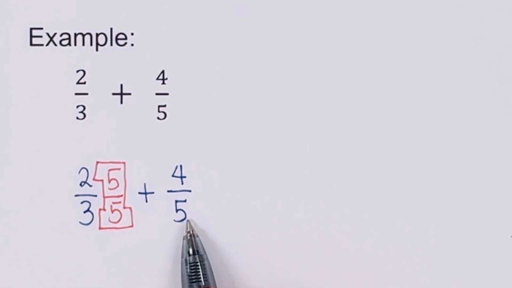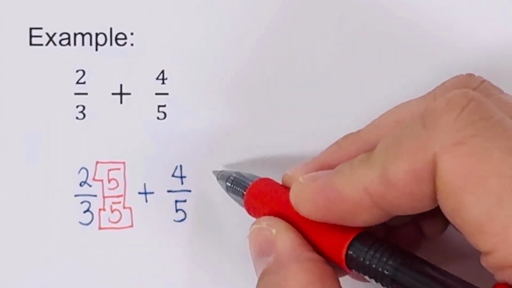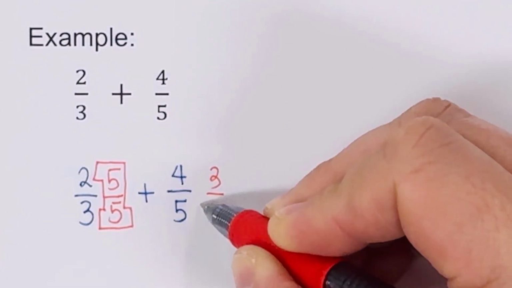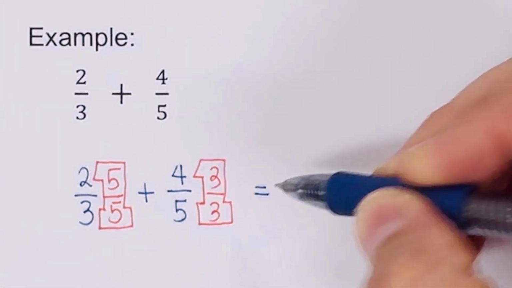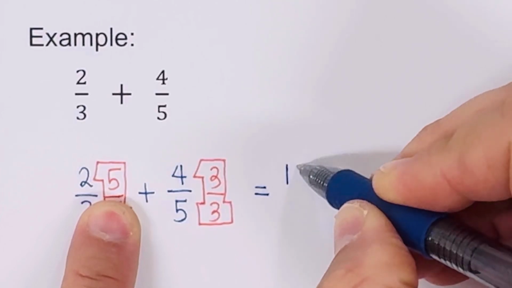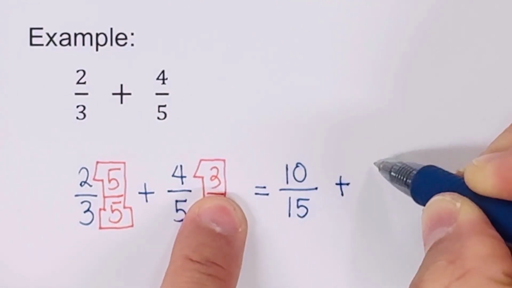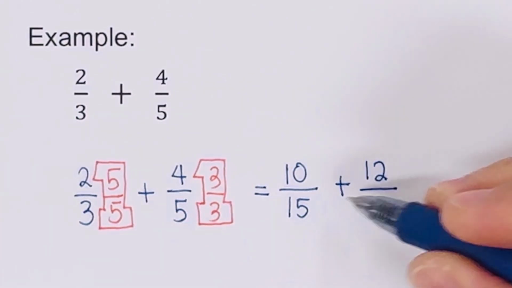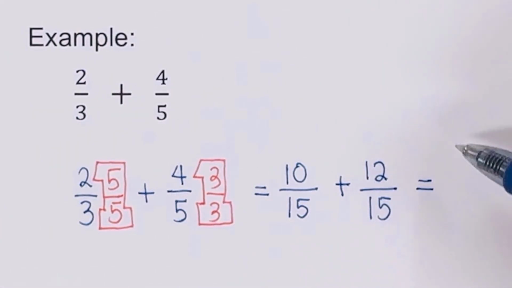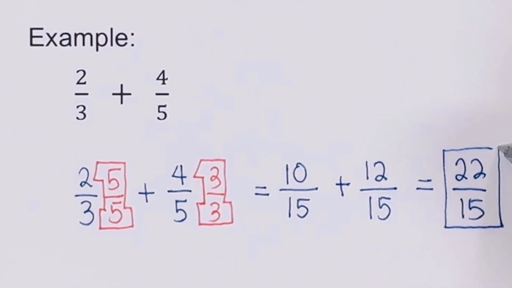And we do the same thing for the other one here. We're going to multiply this by 1 in the form of 3 over 3. So 3 divided by 3 is actually 1. Then we can go ahead and multiply this across. That would be 2 times 5 is 10 over 3 times 5 is 15, plus 4 times 3 is 12 over 5 times 3 is 15. So then they already have the same denominator. So the answer for this would be 22 over 15. This is the sum of these two fractions using the giant 1 method.